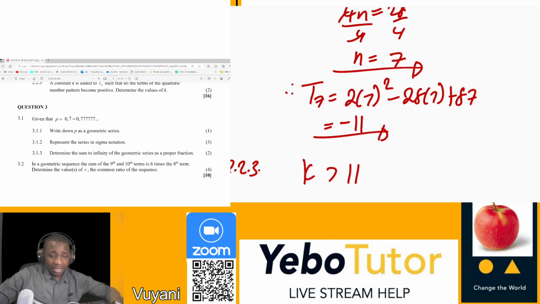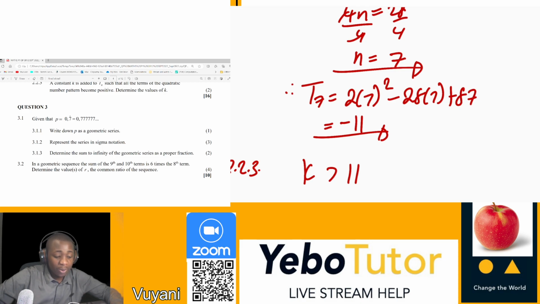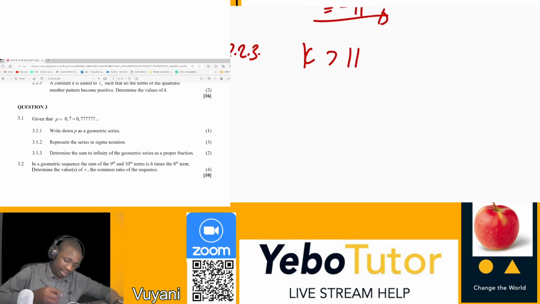Let's look at question number 3. Given that p is equal to 0.7 with a dot, which means there's a recurring 7777777. Now they say on 3.1.1, write down p as a geometric series. Easy stuff. So now it's question number 3.